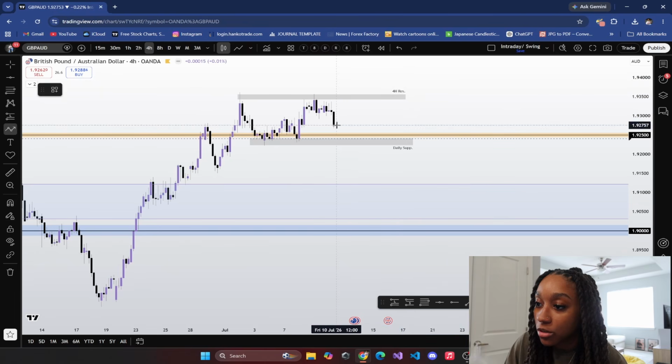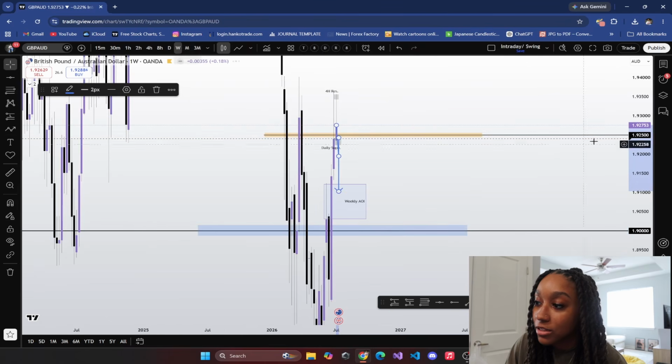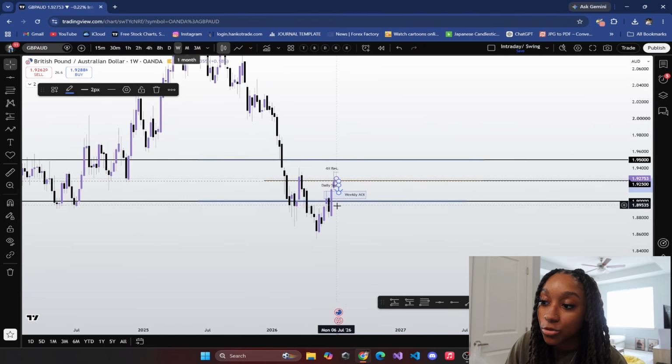We're just waiting for a simple break, retest of this level to sell to this area. And then on the weekly time frame, position trading, we're going to have our limit orders ready to take it back up. Let's move on to USDJPY.